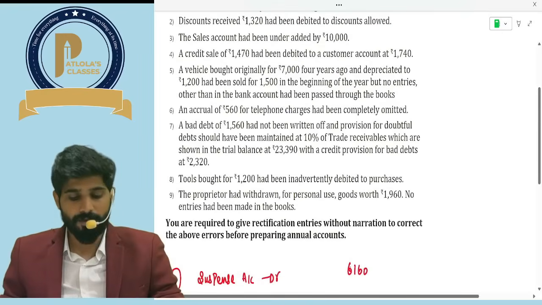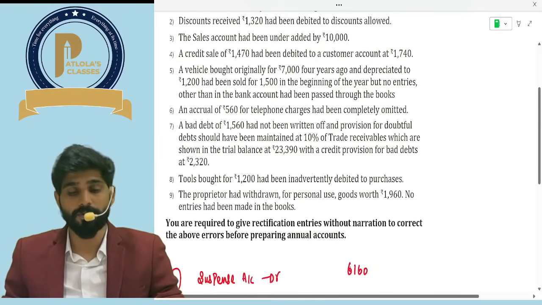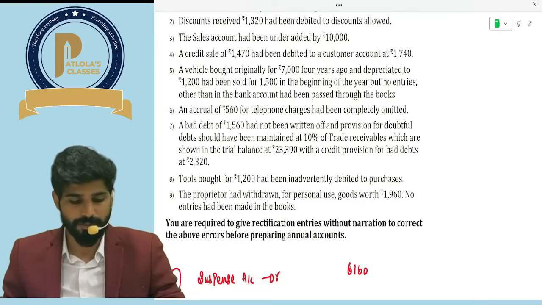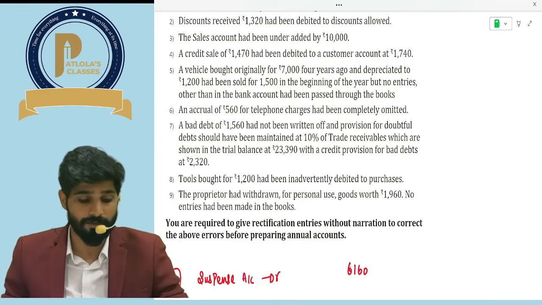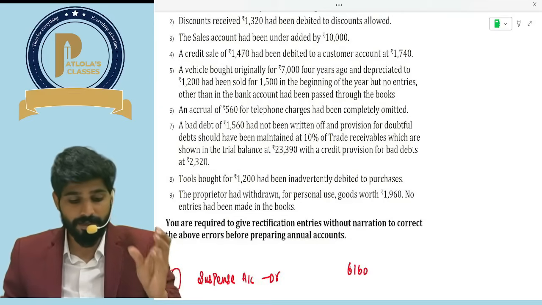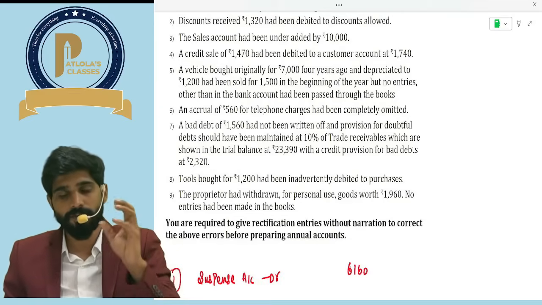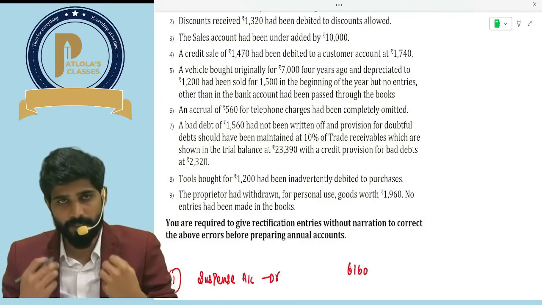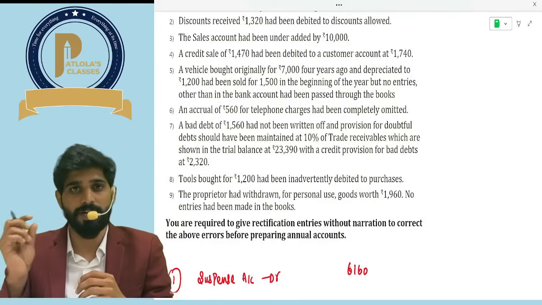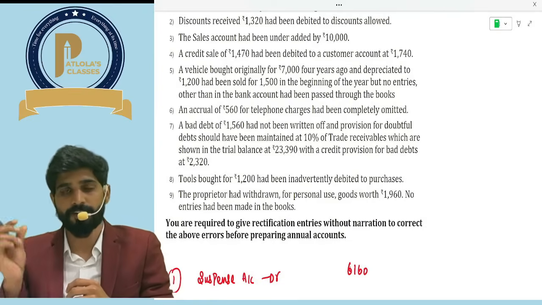Let's come to the fifth one: a vehicle, an asset, bought originally for 7,000 4 years ago. It is depreciated to how much? 1200. So how much is today's written down value? 1200. The asset is sold for 1500. When you sell a 1200 asset for 1500, the entry will be bank account debit 1500 to asset 1200 to profit 300.